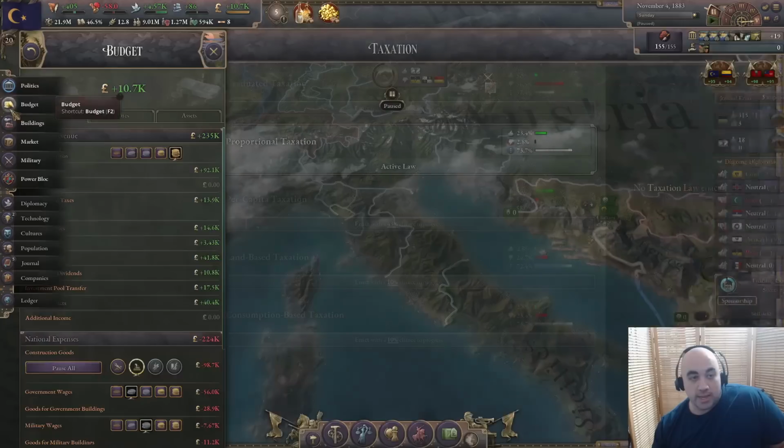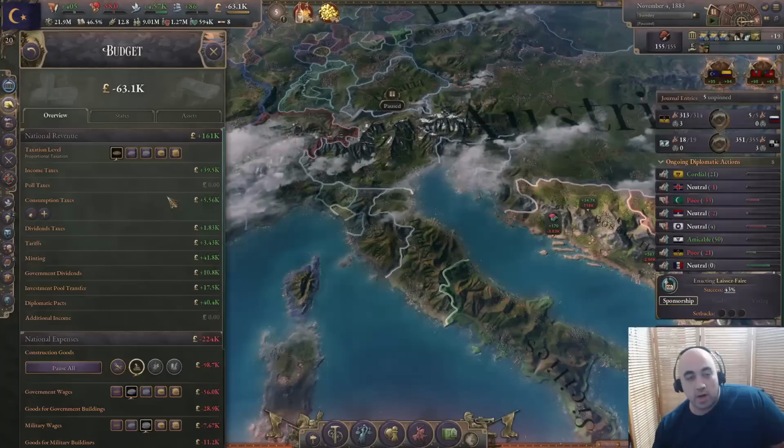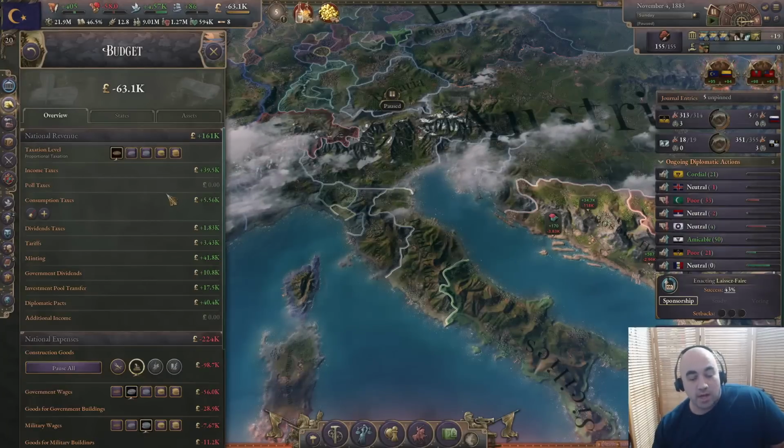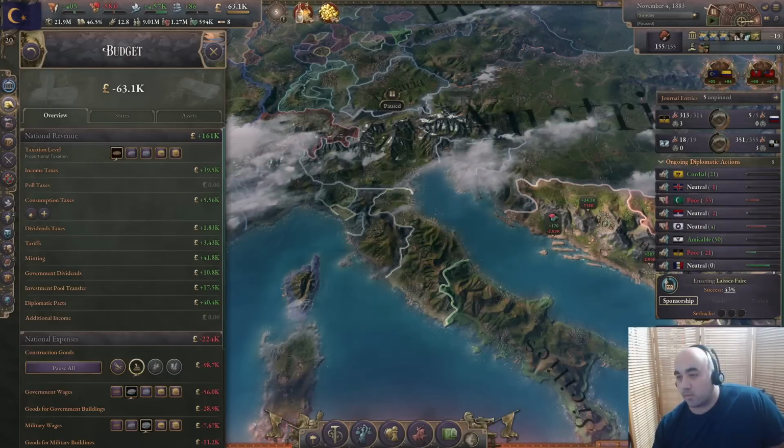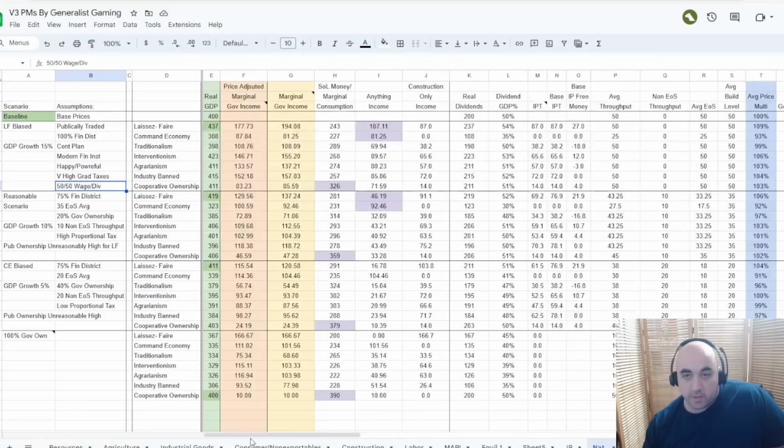Another thing to note is that in command economy, you can run low taxes and not have it affect your government income anywhere near as much. This is going to be something that we are looking at when we are looking at the spreadsheet. But just cruising through more, we are assuming that there is a 50-50 wage dividend split for all of the conditions, where half of the stuff is dividends, half of the stuff is wages.